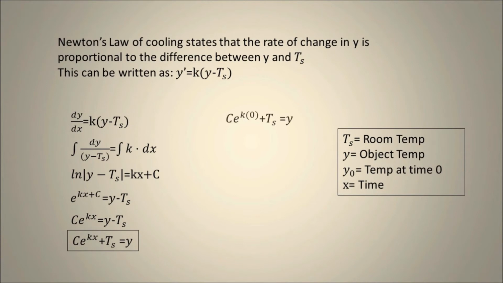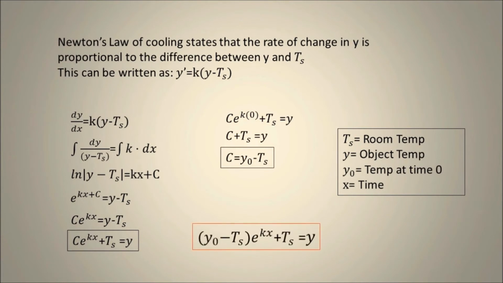We now need to find c. We will solve for c at time 0. First, plug in 0 for x. Anything with an exponent of 0 equals 1, giving us c times 1 plus t equals y. Now subtract t from both sides. This gives us c equals original temperature minus room temperature. Plug that in for c. Our final equation is y0 minus t times e to the kx plus t equals y.